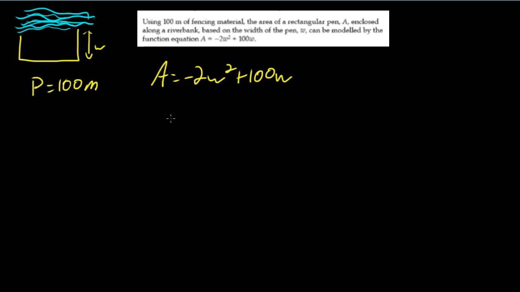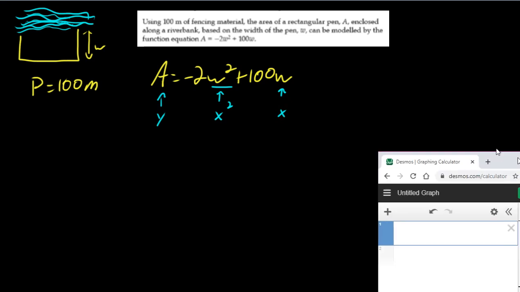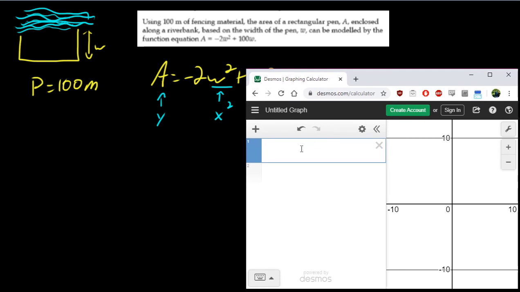Awesome. What we're going to do is put this into Desmos, but again, we're going to have to make sure that Desmos actually knows what we're looking at. So we're going to have to substitute a y in for A, and of course, x squared in for w squared, and then just an x in for that. So let's go ahead and get Desmos out and put this in. So I have my Desmos open, and I'm just going to type in exactly what we just said.